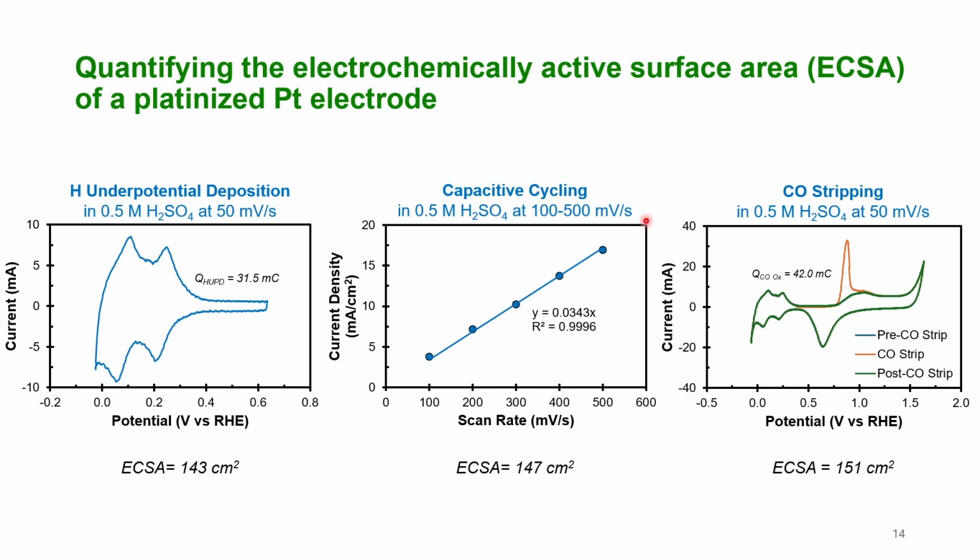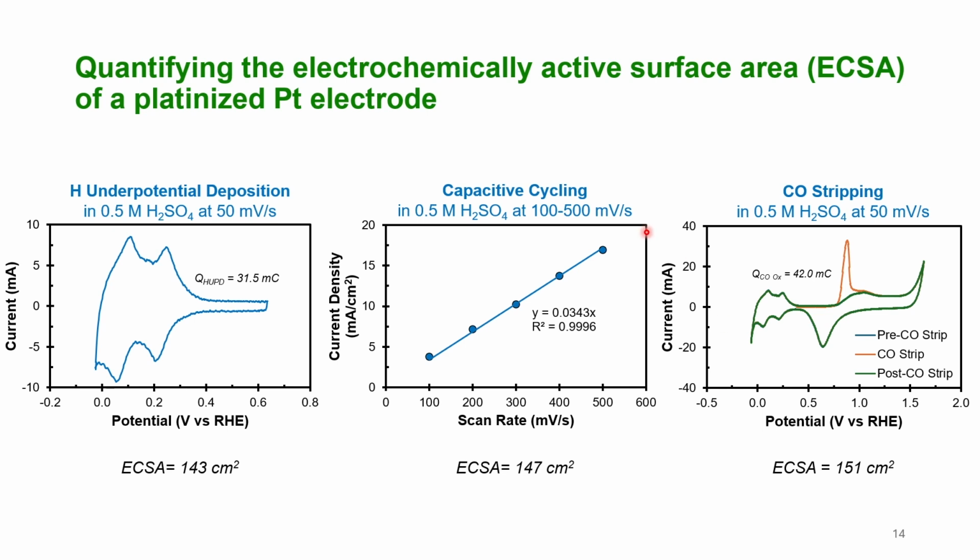And then the second technique we used was a universal technique known as capacitive cycling, where you can actually do CVs, truncated CVs, in the non-Faradaic region of your CV, and then essentially what you're doing is that you charge the double layer as a function of scan rate. So it's a direct correlation between the double layer charging and your scan rate. And essentially you obtain this curve, you obtain this slope, and then you can use the material-specific capacitance in order to obtain an ECSA.